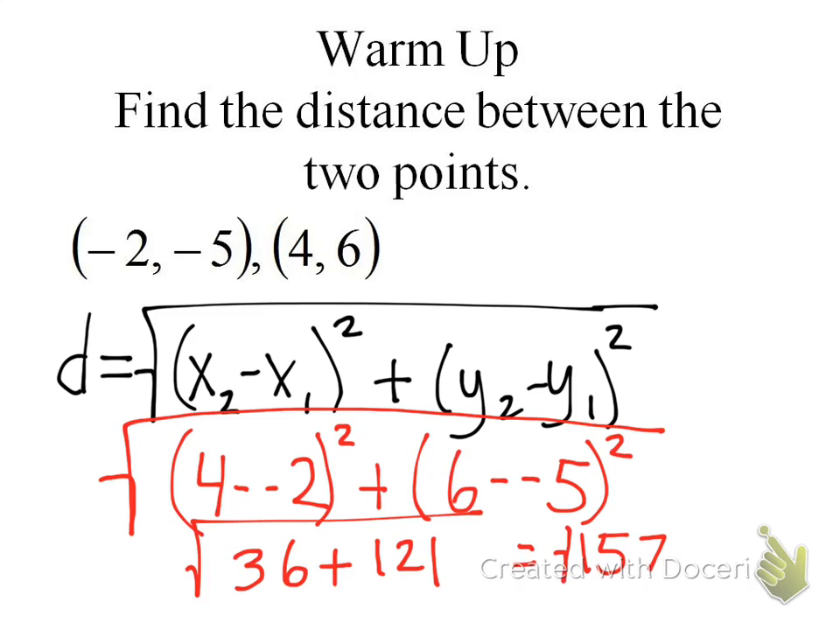157. Square root of 157. I can't think of anything that goes into that. Isn't it fine? Yeah, it might be, unless something weird goes into it like 7 or 13 or something like that. But I'm good with that. Definitely no perfect squares go into it: 4, 9, 16, 25, any of those. Okay, any questions?